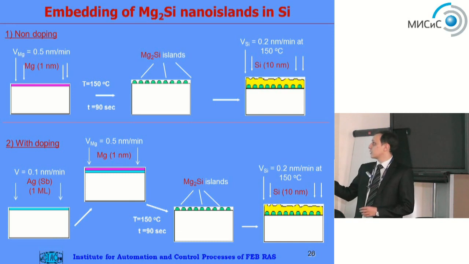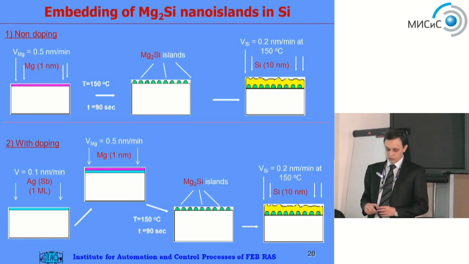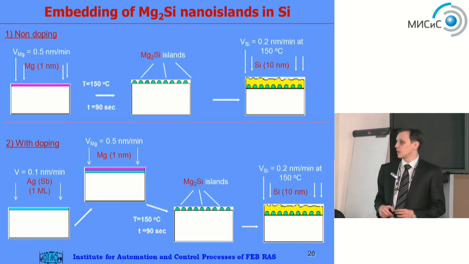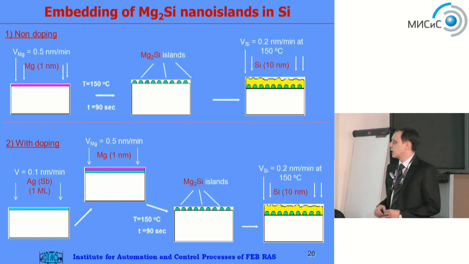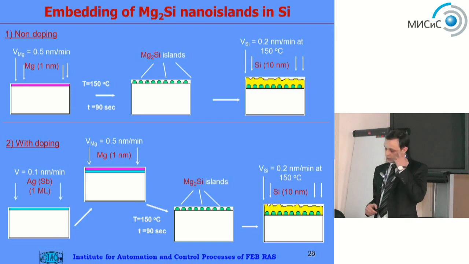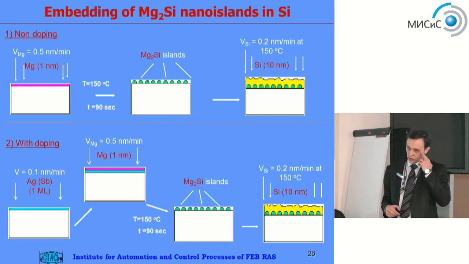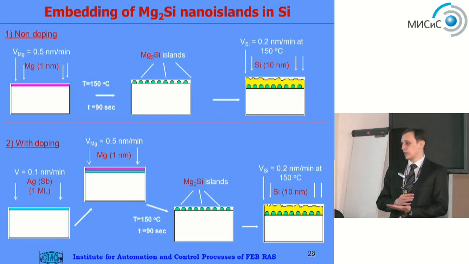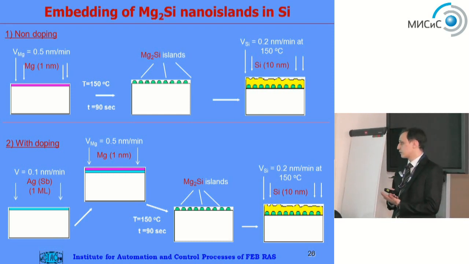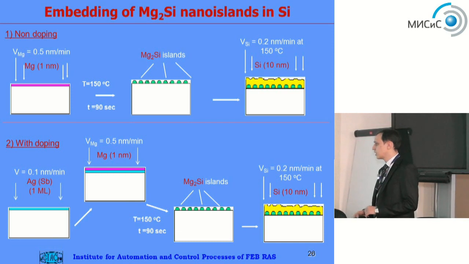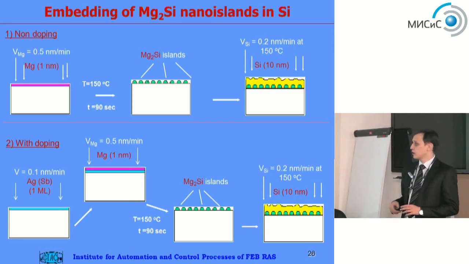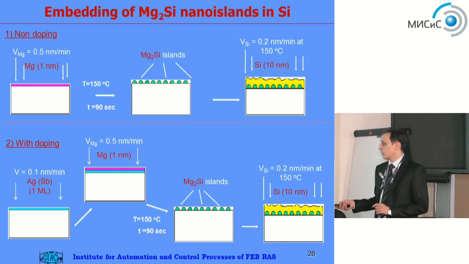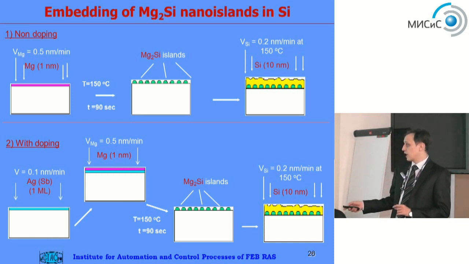Unfortunately, we can't increase the temperature of silicon evaporation higher than 150 degrees C because at 200 degrees C silicon starts to desorb from the surface and the silicide is destroyed and magnesium desorbs. And we propose a new method of doping of islands.